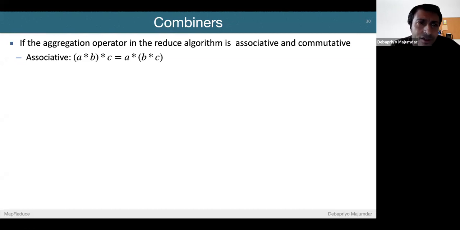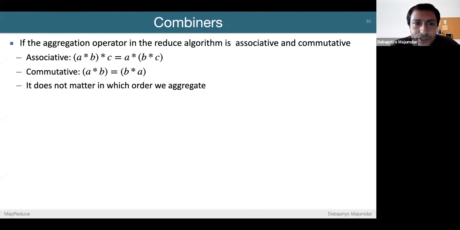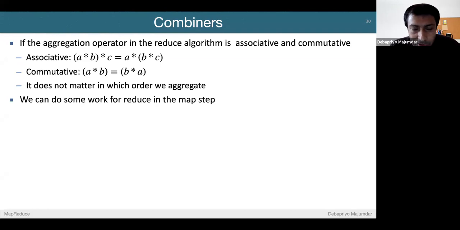So most usual aggregation operations are associative. And commutative means you can do A star B or B star A, and you will still get the same thing. So if they are associative and commutative, then it does not matter in which order we aggregate. All the algorithms we have seen so far are like this. So then we can do some work for reduce in the map step, some work upfront.